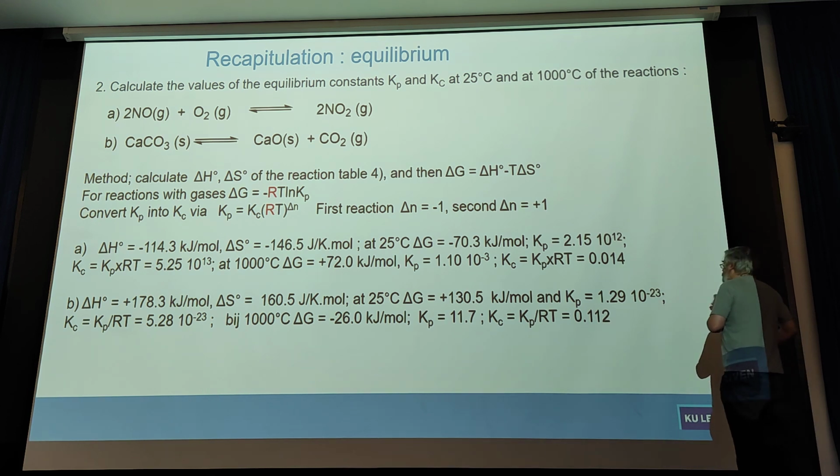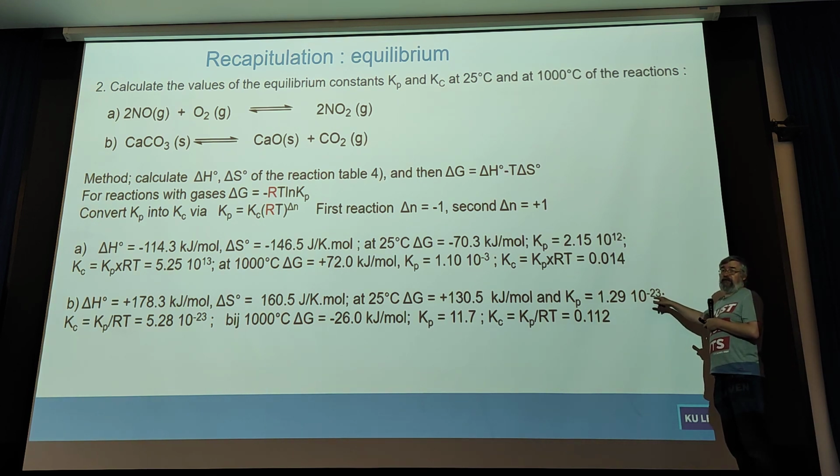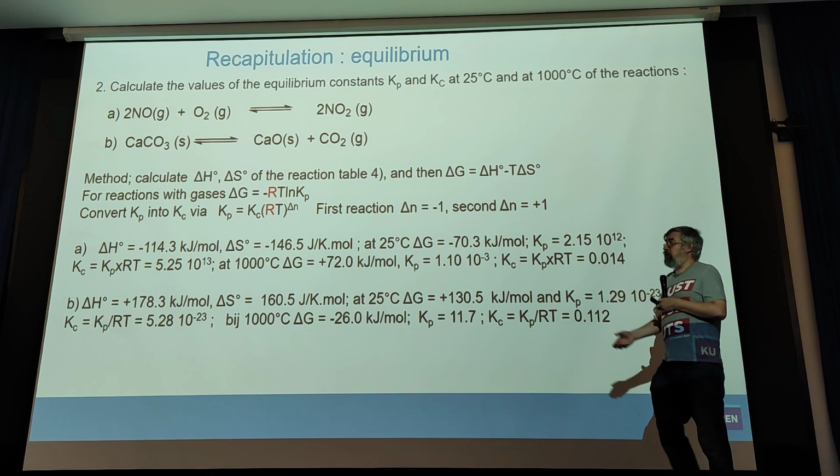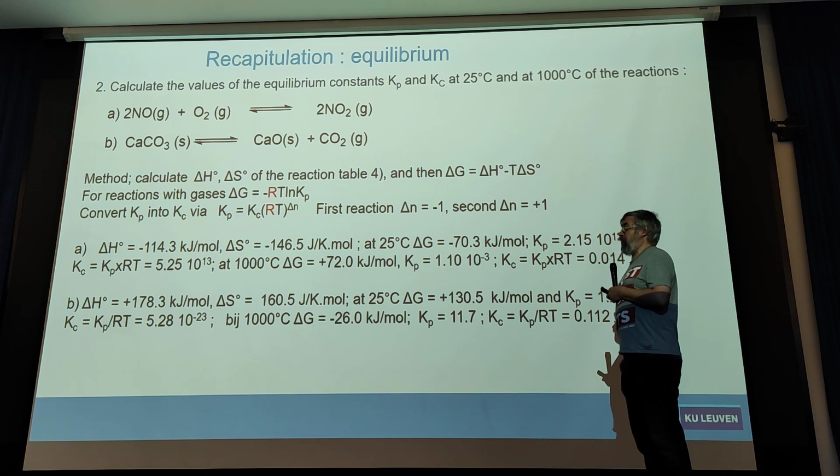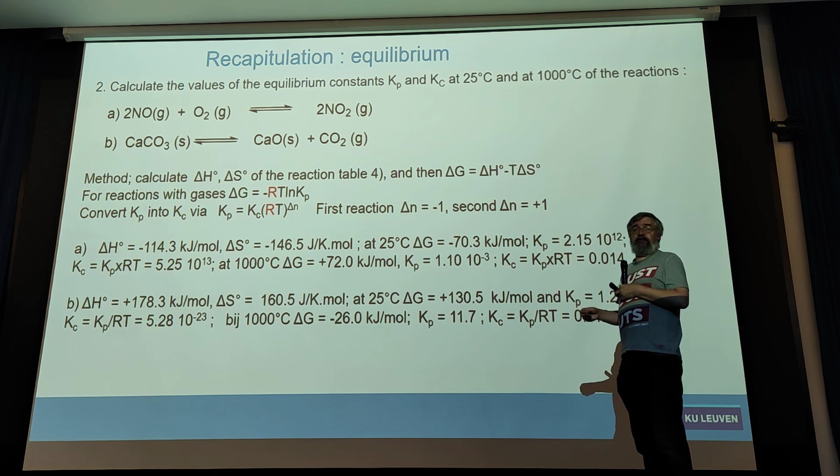This reflects in a Kp that is actually very, very small. A factor of 10 to the minus 23. In fact, Kc is comparable. We now have to divide by RT, in fact, because delta N is positive.